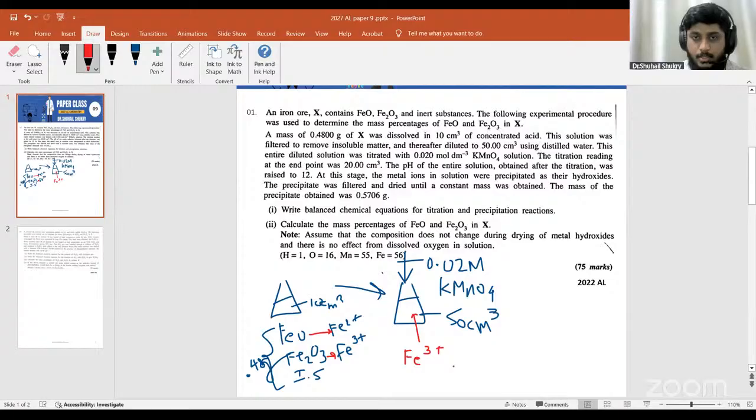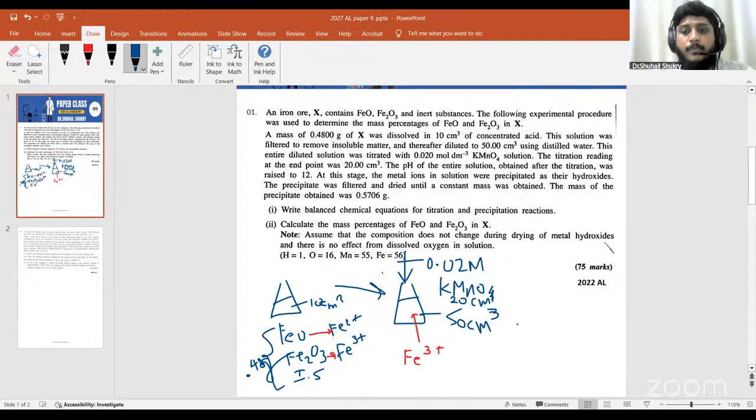The titration reading at the end point was 20 cm³. It means the amount of KMnO4 required for this titration, the 0.02 M KMnO4, you need 20 cm³. You need 20 cm³ for this. Okay, so this is the required amount of KMnO4.